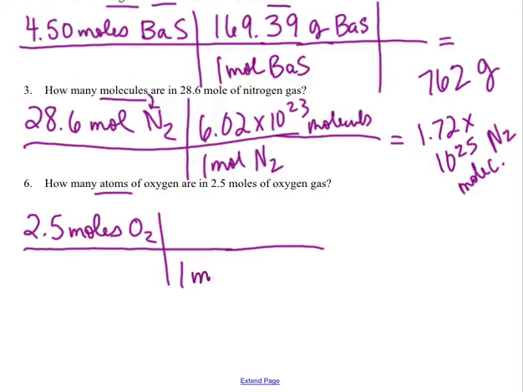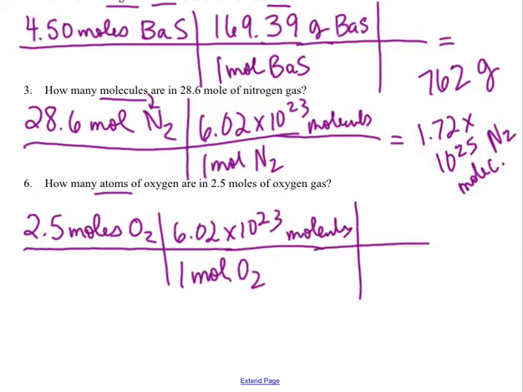So for every 1 mole of O2, I have 6.02 times 10 to the 23rd molecules. But that didn't answer the question. Now I have an additional step. What do I have for every 1 molecule of O2? 2 atoms of O. Do y'all see that? So there's a difference there. So I need you to watch for that when you're doing your problems.